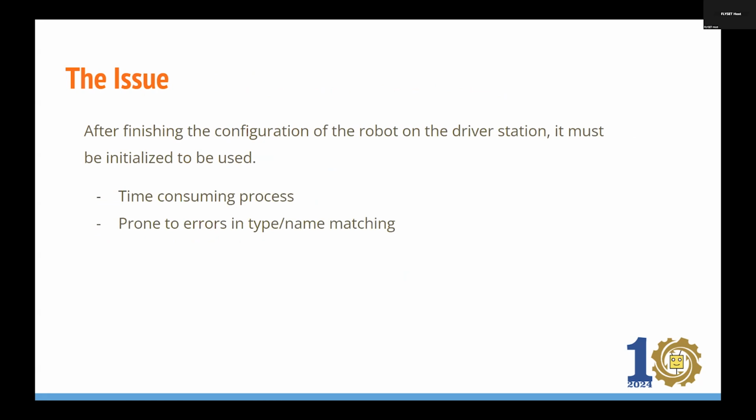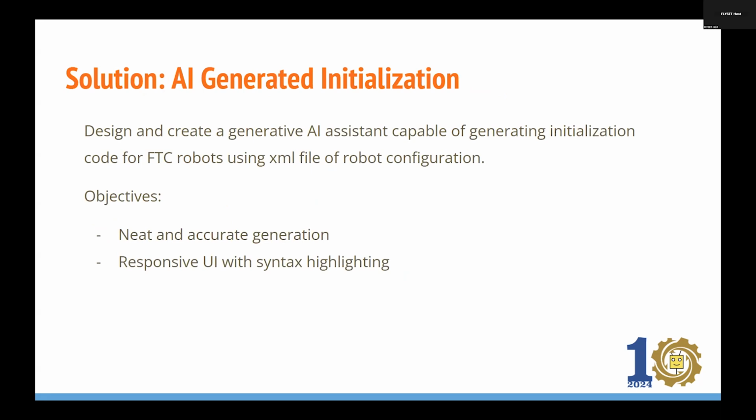The main issue I noticed is that initializing all of your hardware components in your op mode can be a time-consuming process. At the start, if you only have a couple of motors and a couple of sensors, this can take a short amount of time. But once your robot grows in size and your team develops more, you're going to add more sensors, servos, and motors. This can take a long time and it's prone to errors, such as mismatching the type or the name. And this leads me to my solution.